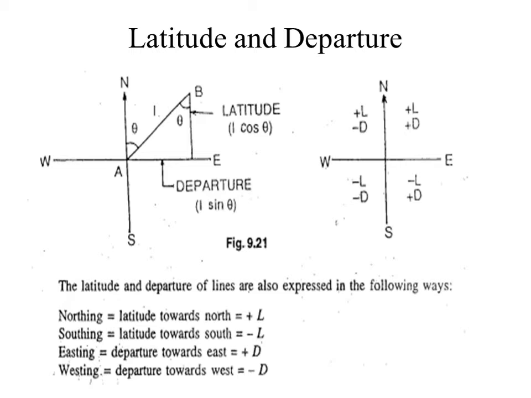One is northing. Northing is a latitude towards the north and it is always positive, and southing is a latitude towards south and therefore it is negative. Similarly, easting is a departure of a line measured towards east, therefore it is positive, and westing is a departure measured towards west, therefore it is negative.